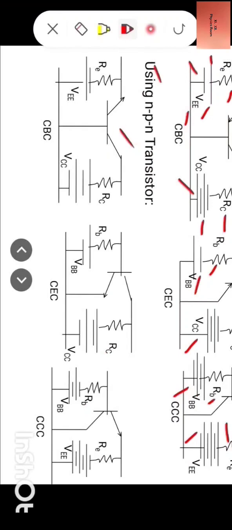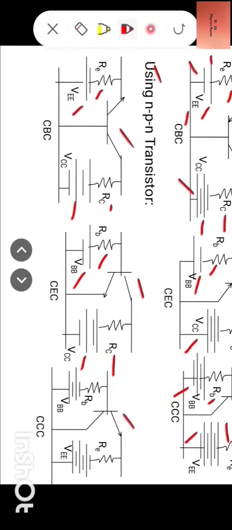Now this is common base configuration. VEE is the forward bias applied through resistance RE, and VCC is the reverse bias applied through resistance RC. Now this is common emitter configuration, where VBB is the forward bias applied through resistance RB between base and emitter, and VCC is the reverse bias applied through resistance RC between base and collector.